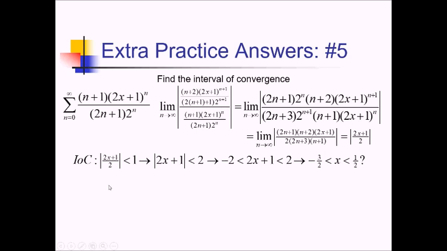So let's say that x equals negative 3 halves. If I plug negative 3 halves in for x, let's see what happens. So you have 2 times negative 3 over 2. That's going to be negative 3. Negative 3 plus 1 is going to be negative 2. So you can combine negative 2 to the n and 2 to the n together. That gives you basically negative 1 to the n, and you still have the n plus 1 and the 2n plus 1 hanging around.